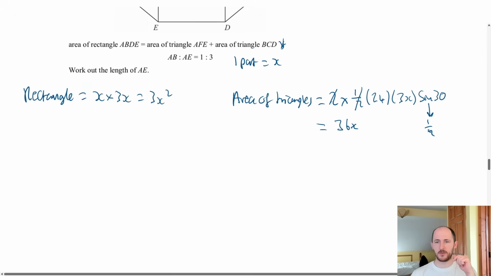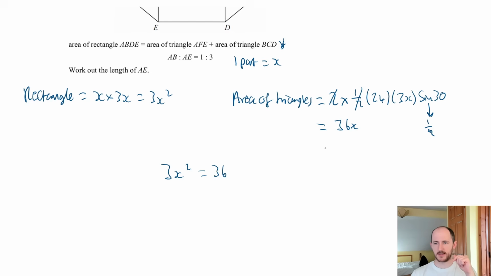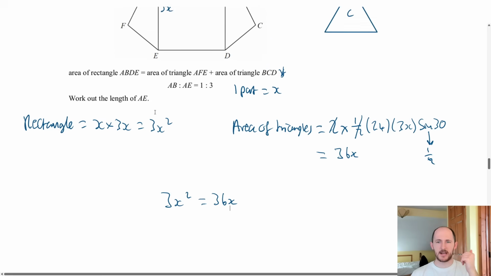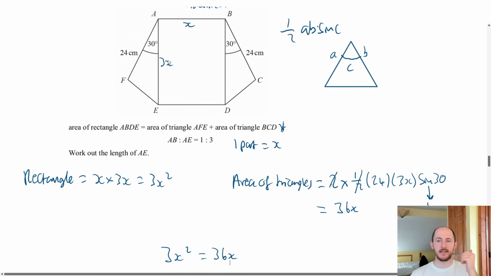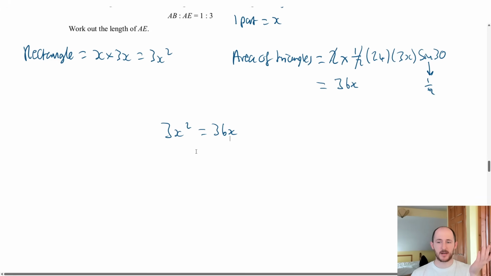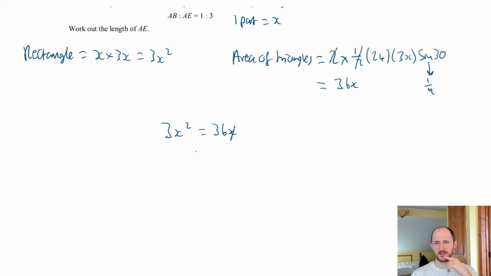And now we know that those two things are equal to each other. So 3x squared equals 36x. Now it's telling me to work out the length AE. Well, AE is 3 times x. All I'm trying to do is work out what 3 times x is. I've just realised I can do that really quickly. I can just do 3x equals 36.